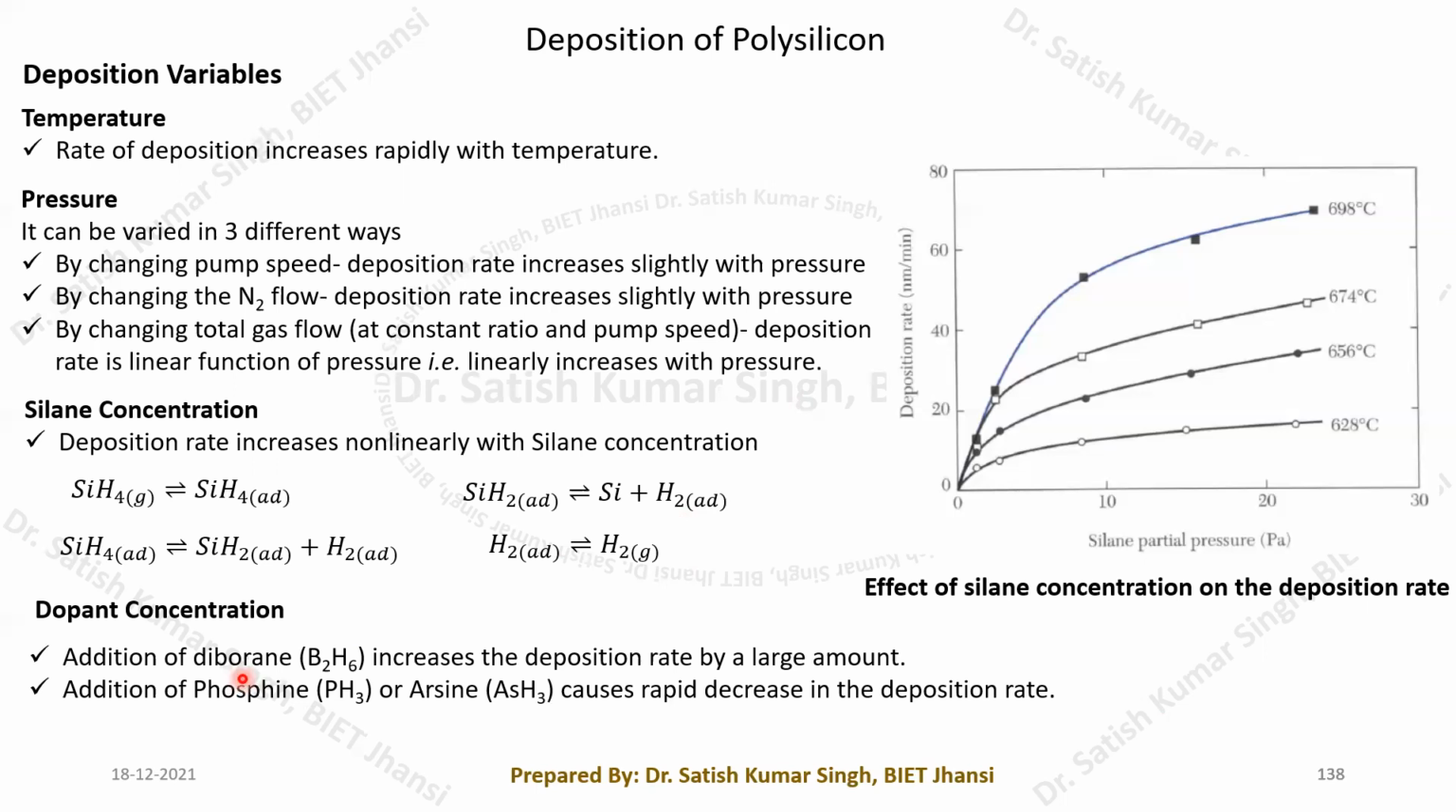Similarly, if you add phosphine or arsine, to add these impurities, phosphorus and arsenic, then you can observe a rapid decrease in the deposition rate. I have not included those pictures, but you can understand from these things at what time it is increasing and at what time it is decreasing. Fine.